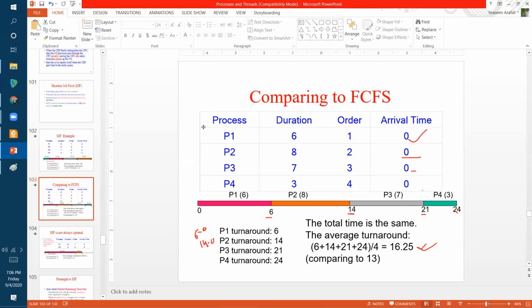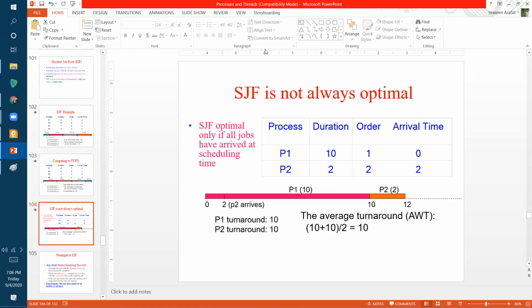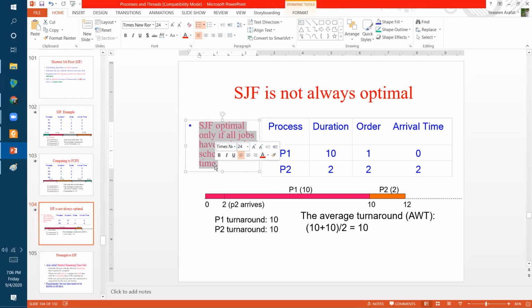Okay, so this is one part. Now, SJF is not always optimal. SJF is optimal only if all jobs have arrived at the scheduling time. That means all of the processes have arrived at the same time. Then SJF is optimal. Otherwise, not.